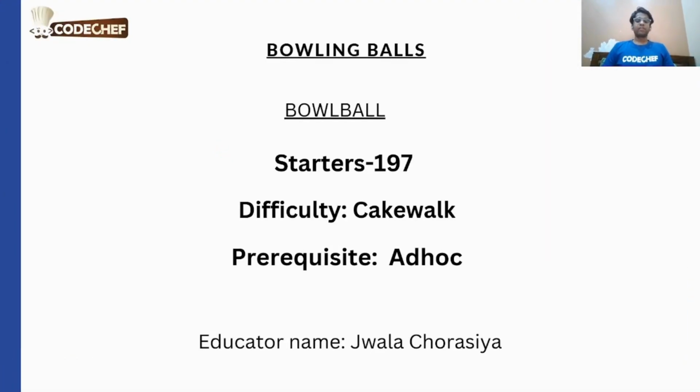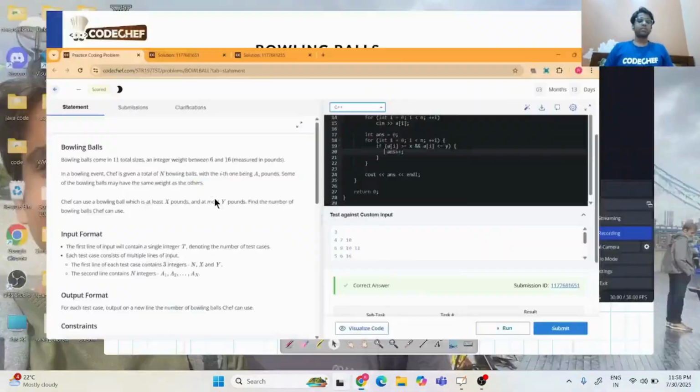Myself Jola Chaurasi, and today we are going to solve the problem which came into Starters 197. The name of the problem is bowling balls and the problem code is bowl ball. The difficulty rating of the problem is cakewalk and the prerequisite is ad hoc. Let's start with reading the problem statement over here.